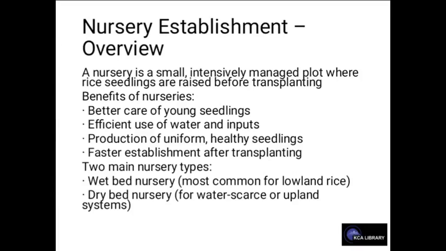The next step is nursery establishment. A nursery is a small, intensively managed plot where we raise seedlings before transplanting them to the main field. Why use a nursery? Because young seedlings get better care, you use less water and inputs, you get uniform, healthy seedlings, and after transplanting, they establish faster. There are two main types, the wet bed nursery for lowland rice and the dry bed nursery for water-scarce upland systems.